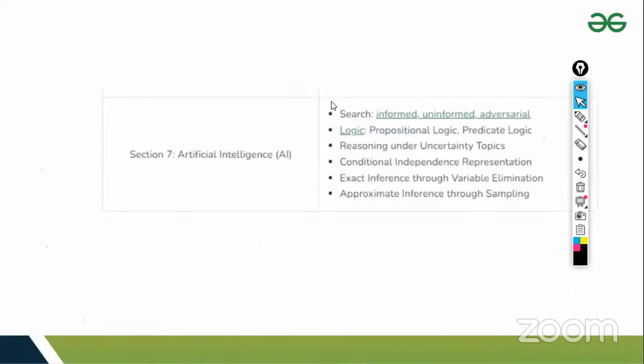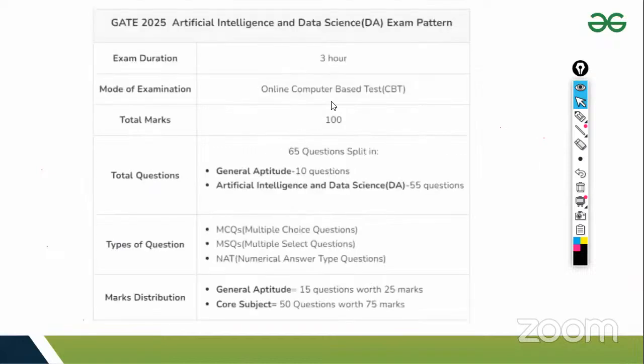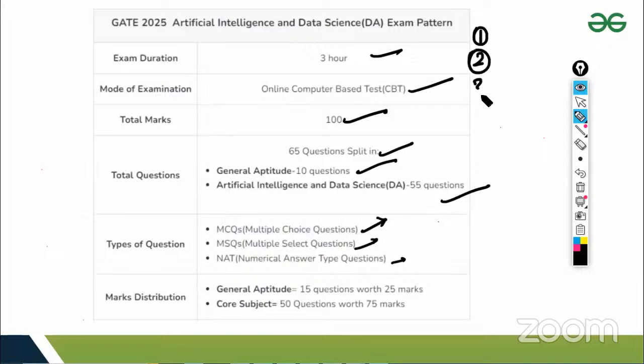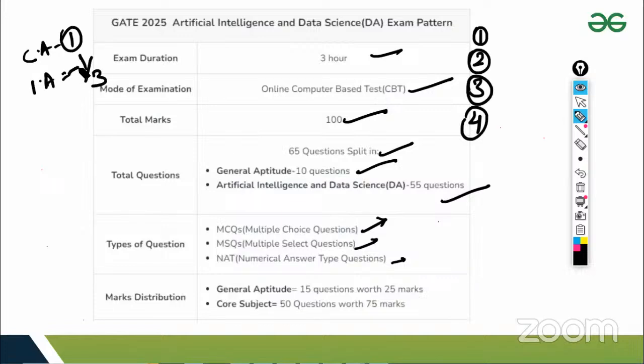This syllabus part is done. The question paper is 3 hours long. It is a computer based test with a total of 65 questions and 100 marks. General aptitude has 10 questions, and the remaining 55 questions cover artificial intelligence, data science, and everything else. They usually ask three kinds of questions: MCQ, MSQ, and NAT. MCQ is a multiple choice question. Out of options 1, 2, 3, 4, one option is correct, and you need to mark just that one. For a correct answer you get 1 mark, and for an incorrect answer 1/3 mark is deducted. The second one is MSQ, which is a multiple select question.